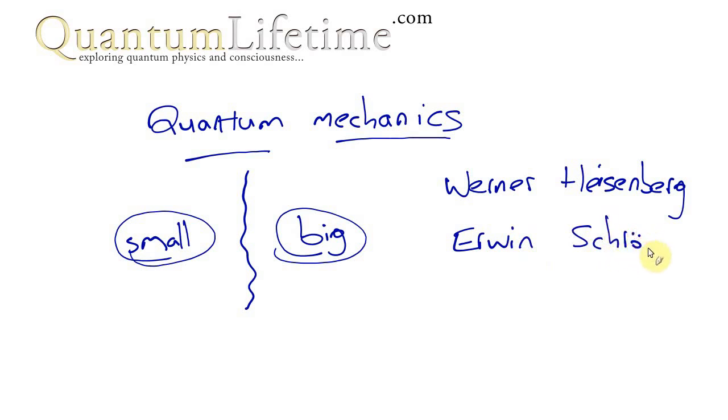Werner Heisenberg's formulation we call matrix mechanics, and Schrödinger's formulation we call wave mechanics. And although wave mechanics is more popular, I think it's Werner Heisenberg's formulation that's in some ways more interesting, and we'll be looking at both in this series of tutorials.